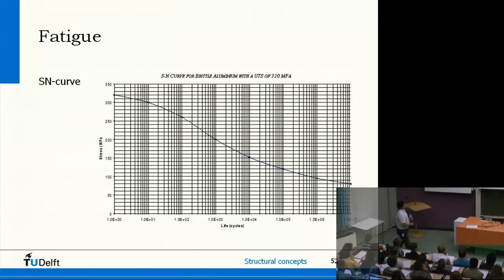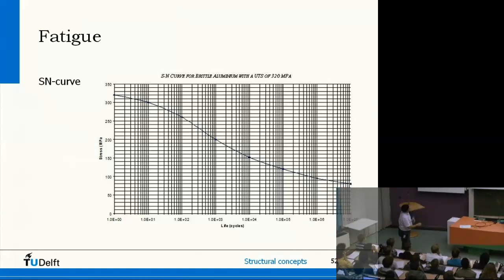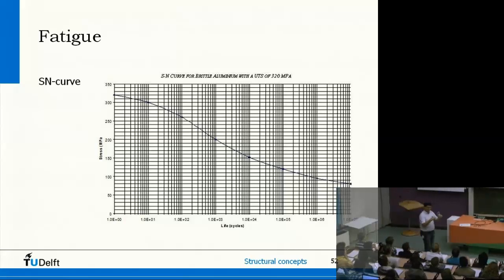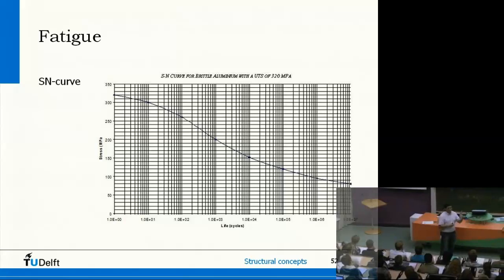Yeah? If we go, for instance, to 1,000 cycles, you see the stress has already reduced to 200. If I go to 100,000, then we are at about 120. And if it is 10 million, we are at about 80. So that means the more cycles you pull a material, the less force it can take because of fatigue.